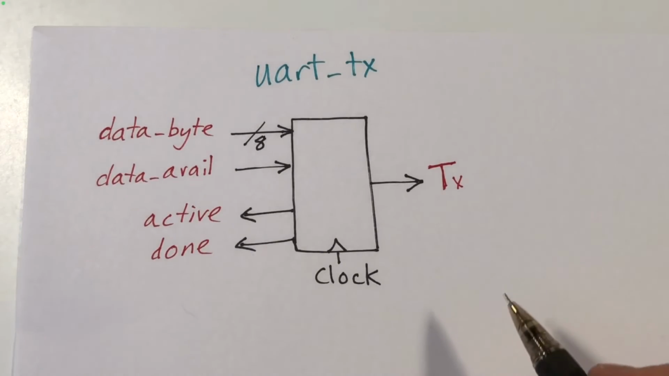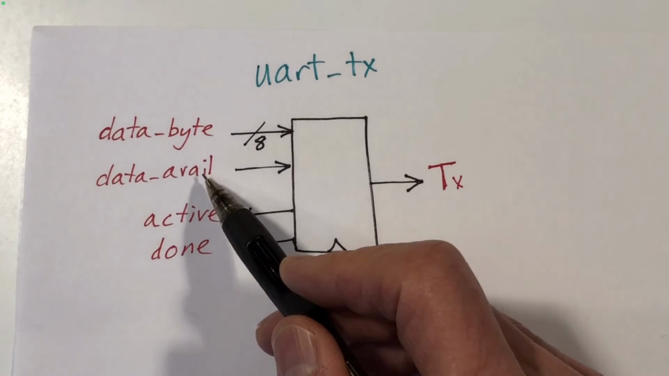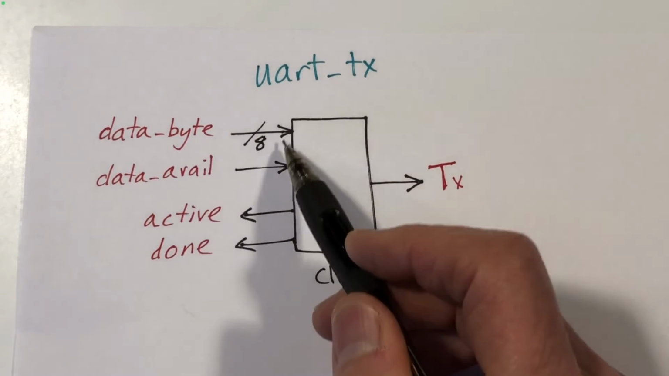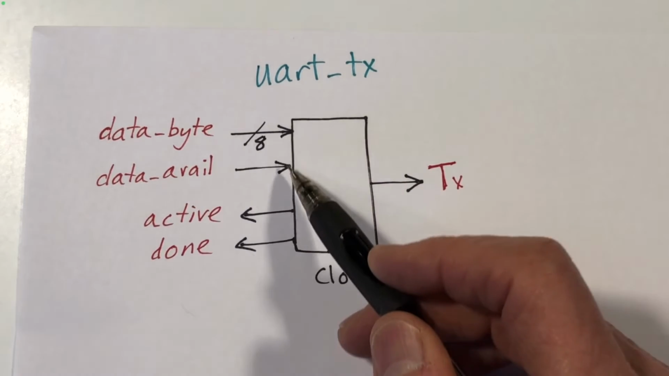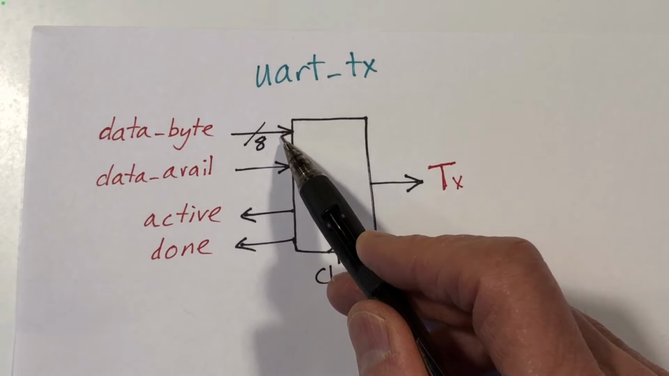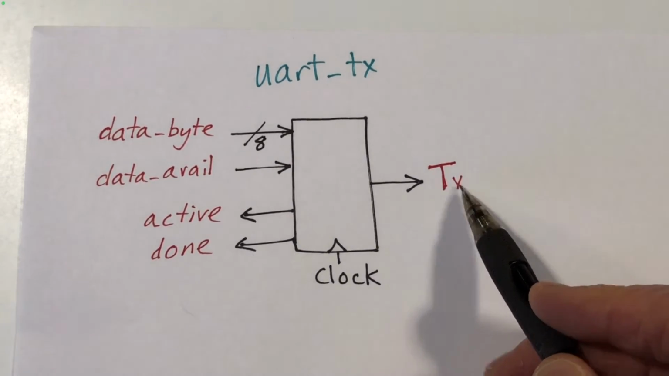So now let's look at our design for the transmit circuit. We will have 2 inputs. One is the 8-bit byte that we want to send, and the other is this line data available, which will go high to indicate that we have a byte on this input and that it's time to send something out on the transmit line.